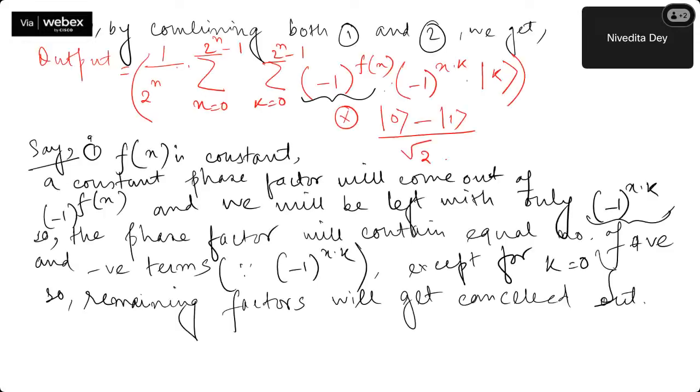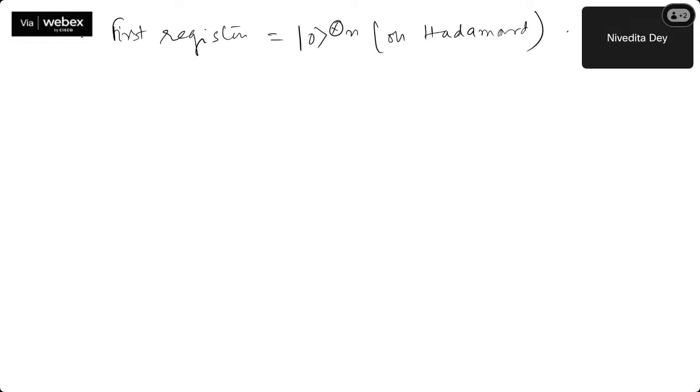So that means the first register on Hadamard will be having nothing but this thing on application of Hadamard. Now I will explain it, and we'll be understanding it, because both the things are almost complementary.